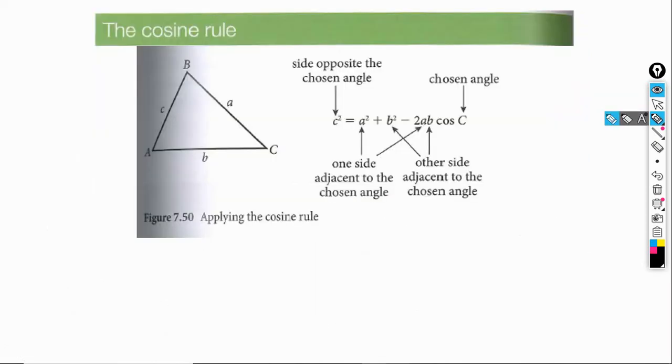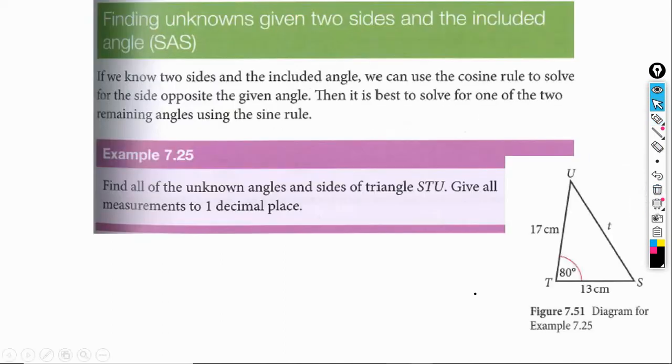Okay, so here we have a review of the cosine rule. So remember that if we want to find, let's say, side C, we know this to be true, that c squared equals a squared plus b squared minus 2ab cosine of C. So this only works if we have side A, side B, and the angle opposite C, which would be this one. We'll see this applied in the next example.